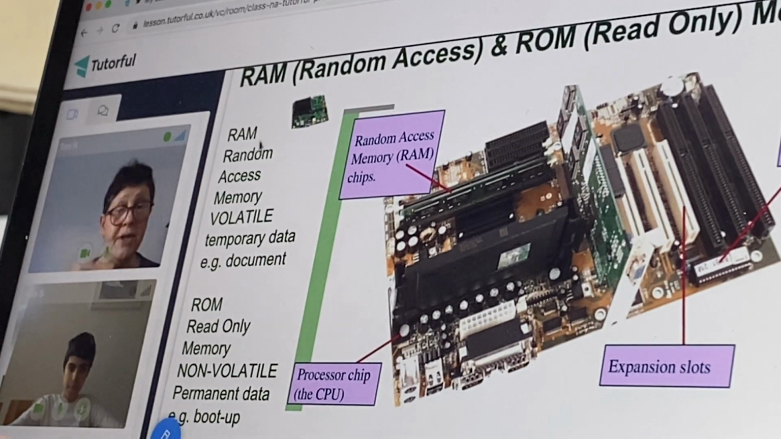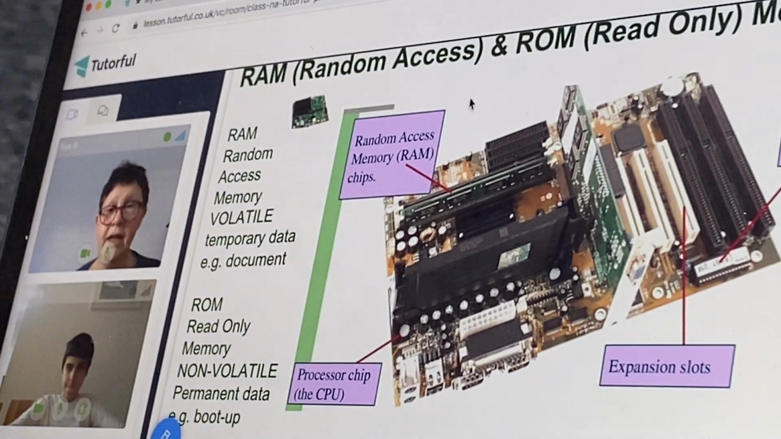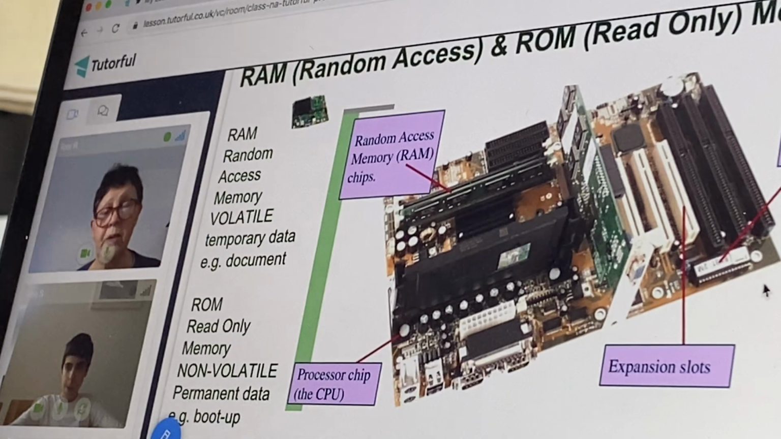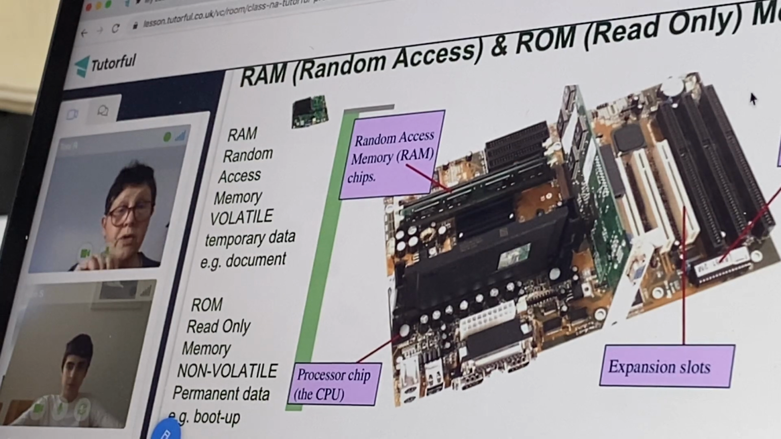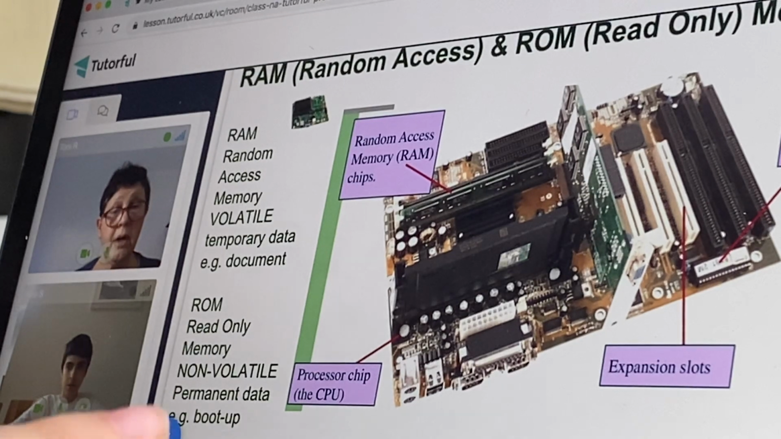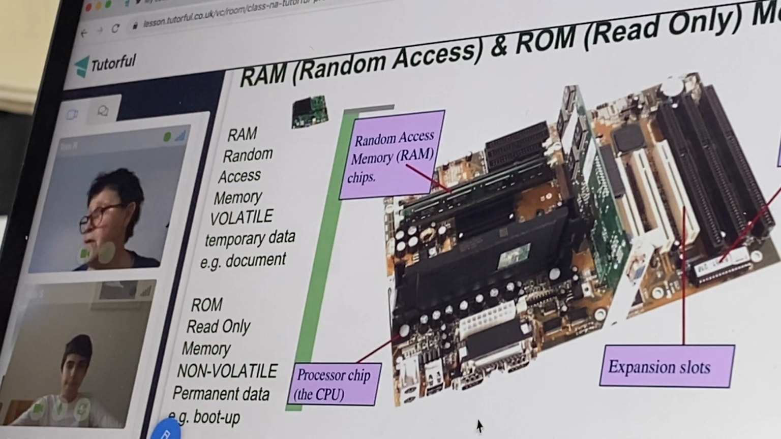And as you rightly pointed out from the first slide, the RAM slots into the motherboard there. The RAM is volatile, it's temporary, it's the data that you are currently working on, but ROM is read-only memory. You can't actually save to it, but it stores all the instructions to boot up your operating system so it can work. And we call this non-volatile because if the computer is switched off, it doesn't get lost.